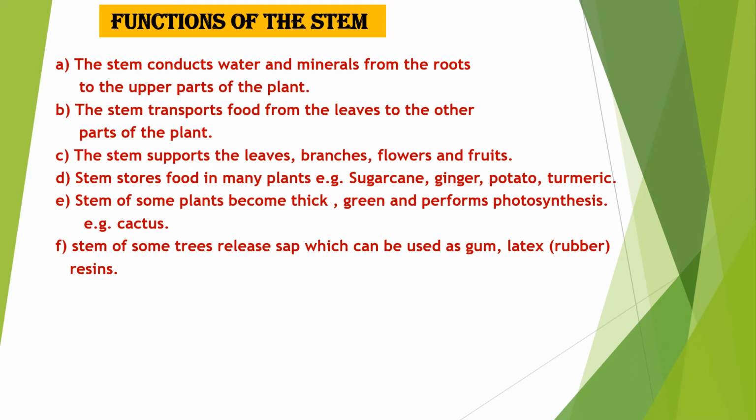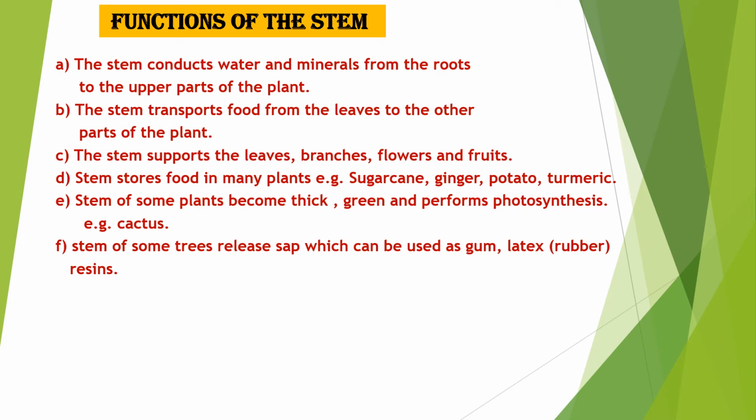Now let us look into the functions of the stem. The main function of the stem is conduction of water and minerals from the roots to upper parts of the plant. It also transports food prepared by the leaves to other parts of the plant. The stem supports the leaf, branches, flowers, fruits. Stem stores food in many plants, for example sugarcane, ginger, potato, turmeric, etc. Stem of some of the plants becomes thick, green and performs photosynthesis. A very good example is that of cactus.